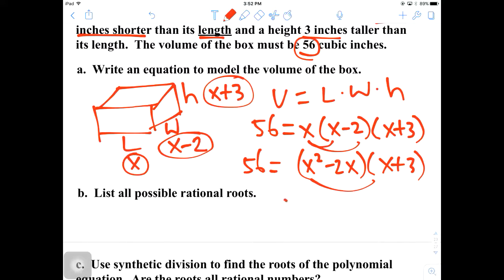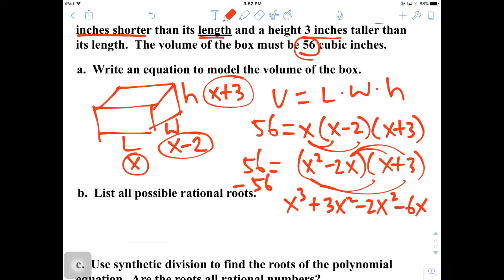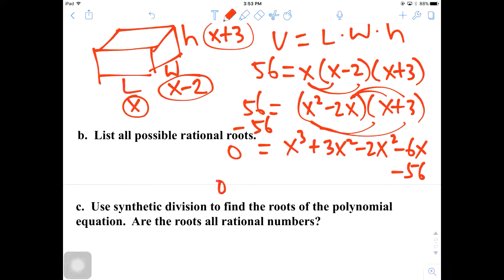So FOILing this, we'll have x cubed plus 3x squared minus 2x squared and minus 6x. And then we're going to zero the other side out by subtracting 56. So we're going to bring the 56 over and set it equal to 0. So we have 0 equals x cubed. These two x squared terms will combine to be plus x squared, minus 6x, minus 56. And that is the polynomial equation to represent the situation.